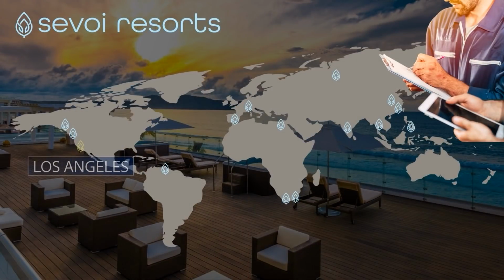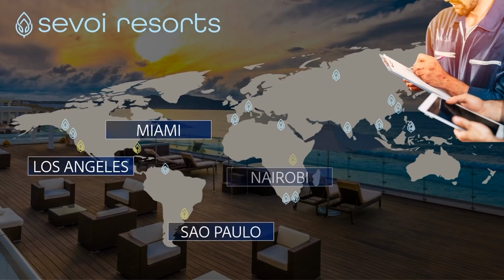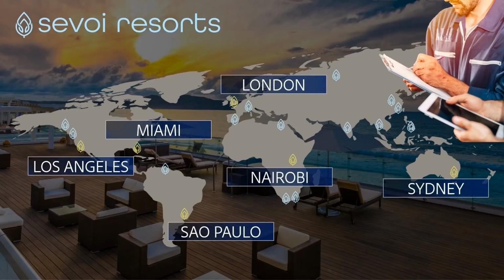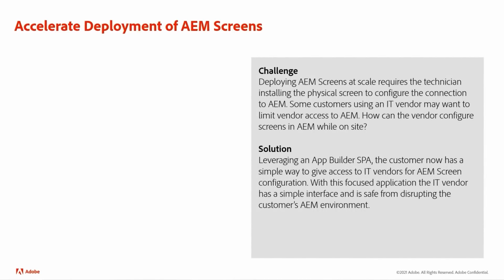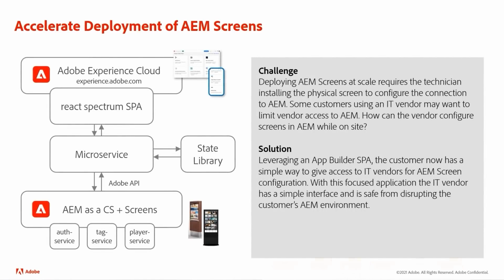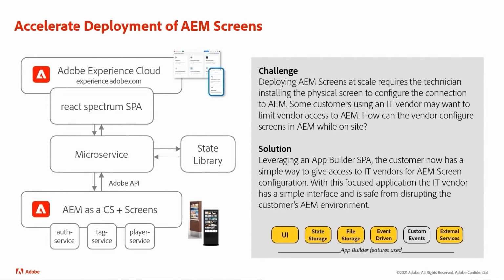With hotels all around the world, they're looking to install screens in 6 different locations. AEM Screens offers them the ability to deliver both localized and centralized guest communications to their customers. Given their scale, they work with multiple regional IT vendors to deploy their digital signage. Deployments like this are complex in nature and need to train multiple IT vendors.